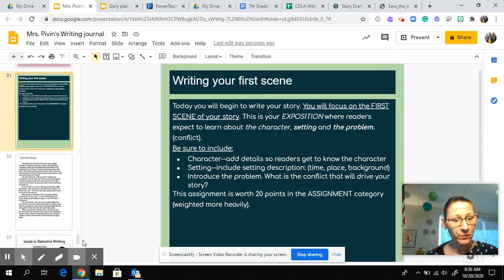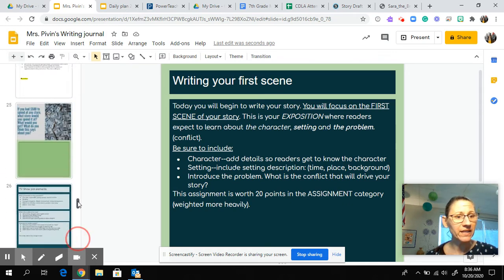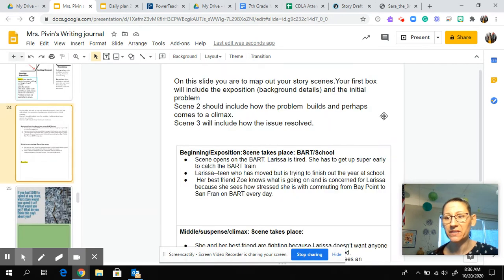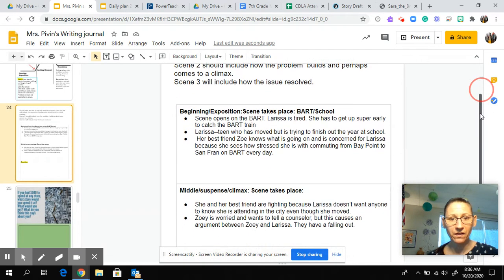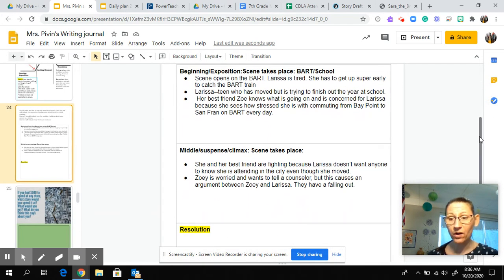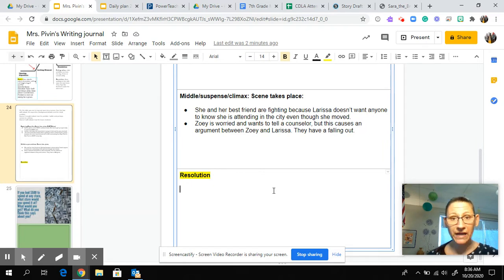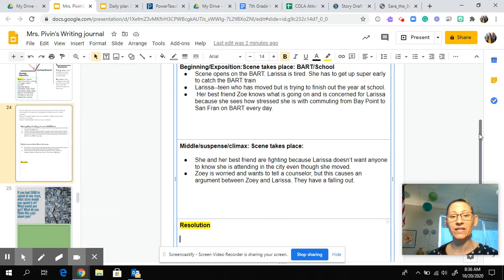The last time that we met, we talked about our structure, right? We did the exposition. We talked about how our scene will open. We talked about what the middle scene might look like and then how it might resolve. You and I will meet before you get going. My goal is to get around to everybody to see that you have at least the exposition and the middle scene mapped out, planned out, so you know where you're going.